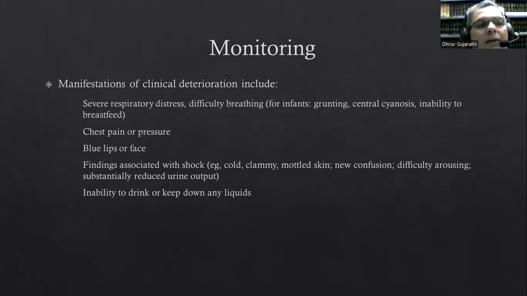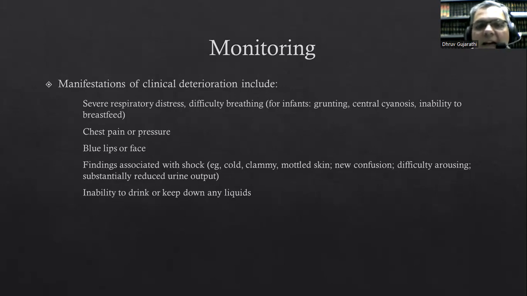So what parameters are we going to see in children? Whether there is respiratory distress, whether distress is increasing, whether there is dyspnea, and how do we identify dyspnea in children? For infants, it would be grunting, central cyanosis, or inability to breastfeed. These are the signs of respiratory distress in infants.